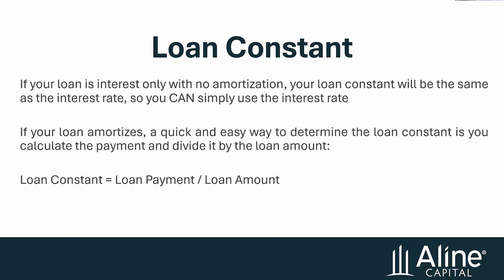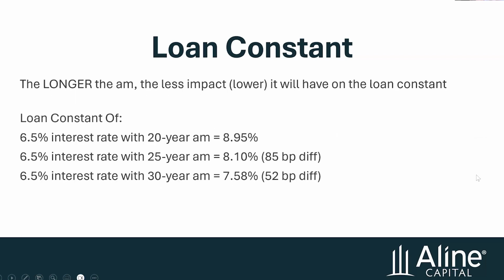That said, if your loan amortizes, a quick and easy way to determine the loan constant is by calculating the payment and dividing that by the loan amount. So your formula for loan constant here is simply: loan constant equals your loan payment over your loan amount. So a couple of scenarios of loan constant.